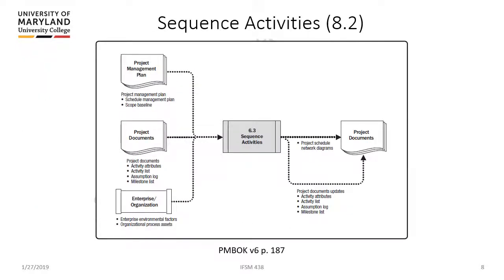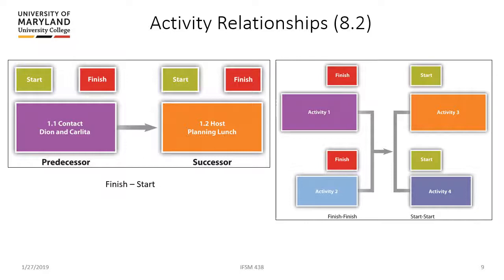So once we've defined the activities, we need to sequence them. They just don't randomly get thrown onto a schedule. Some activities need to happen before others can happen. So there's definitely a sequence from start to finish for your activities, and let's talk about that in a little more detail. Okay, so let's talk about our 3 most common activity relationships.